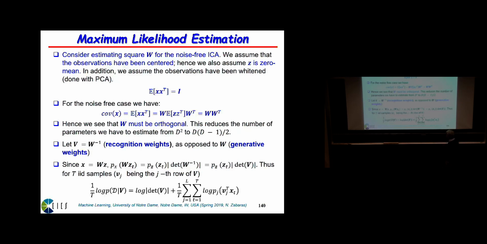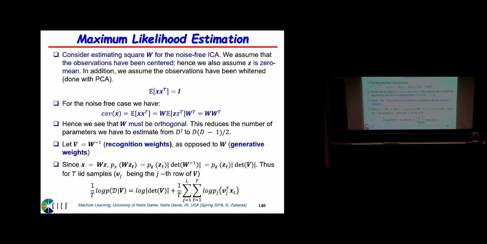If I use the probability transformation law, will you agree with me that the probability of X, computed at X equals WZ, is the probability of Z times the determinant of W inverse? You remember how you transform probabilities, right? X is equal to WZ. So can I write this equal to that times that? This is the probability of the sources, and we will discuss what choices you have for this. And we said we're going to denote W inverse to be V. So this is the determinant of V.